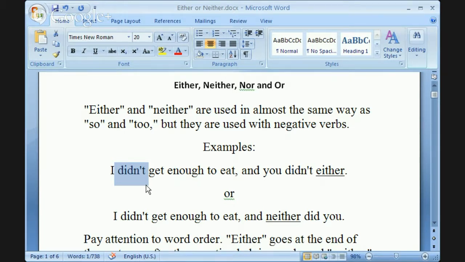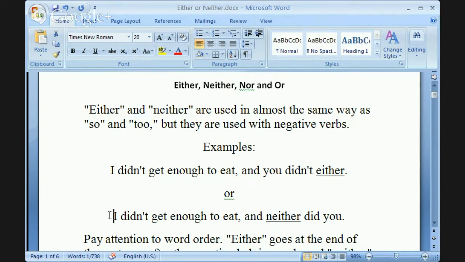If I change it to positive, then it would make much more sense to use too, that is the t-o-o phrase, or as well. So there you go. I'm using either here in reference to a negative instead of too. Or instead of saying, for example, I get enough to eat and so do you. That would be positive. So there you go. First lesson: either and neither are used with negative verbs.